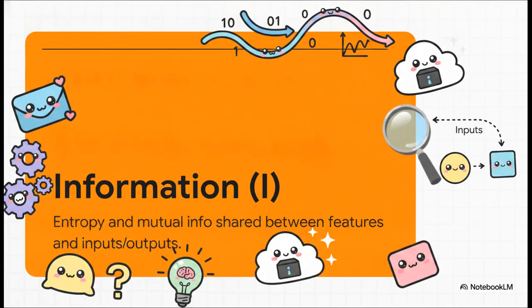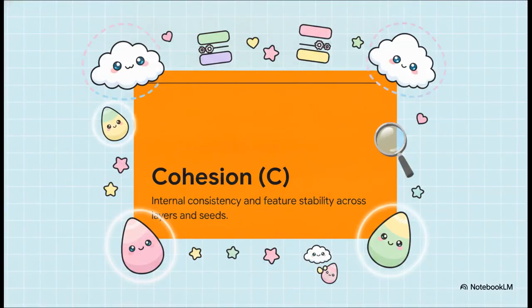Next is I for information, because once we figure out the structure, we kind of need to know what it's actually doing, right? This metric measures the entropy and mutual information. In everyday terms, it answers exactly how much usable, relevant data is actually being carried by these internal representations to perform a given task.